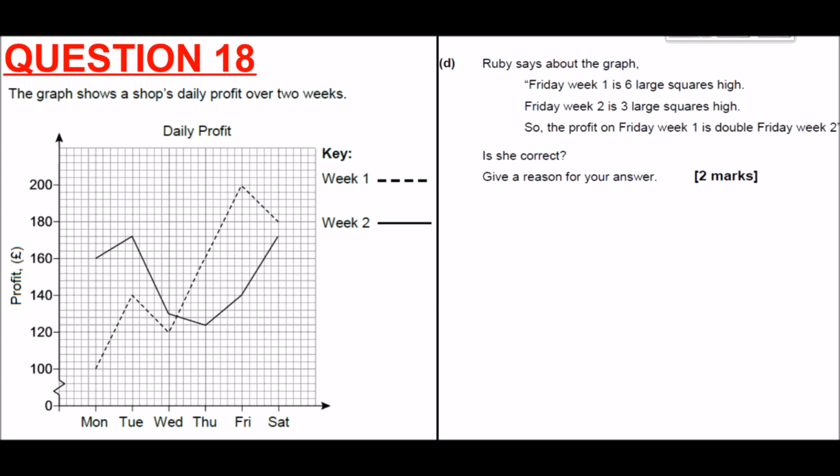Finally, part D, Ruby looks at the graph and says Friday, week 1, is 6 squares high. So first of all, let's just have a look at what she's saying. So Friday, week 1, is 6 large squares high. But Friday, week 1, this dotted line, is up here, which is 200. She then mentions Friday, week 2, being 3 large squares high, which is this one here.